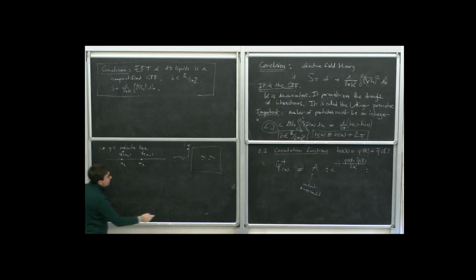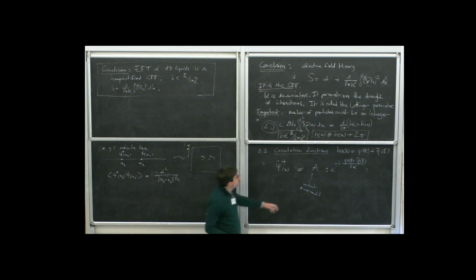And okay, so we know the result from lecture 2. Then you find that psi dagger of x1, psi of x2 is, up to this constant a, a squared divided by the distance to the power 1 over 2k. The 2k comes from here.